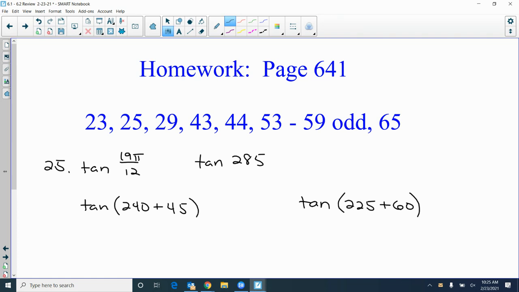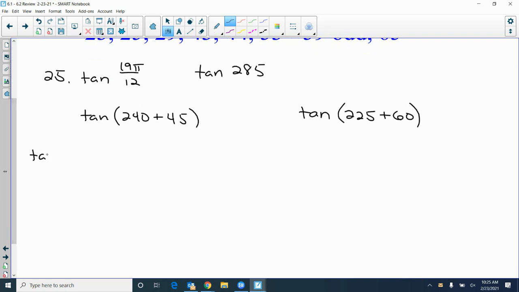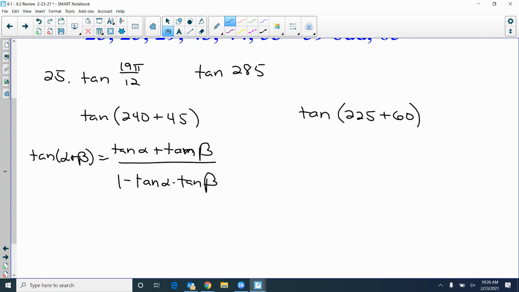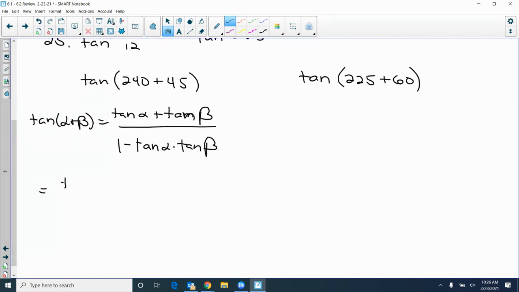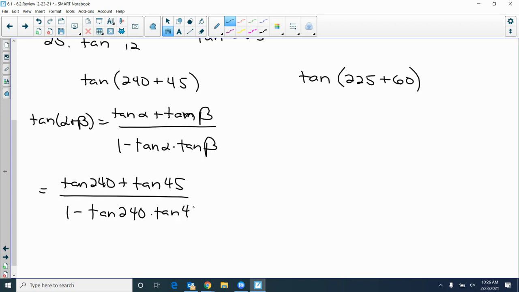And so what is my formula for tangent of alpha plus beta? Help me out here. Is it tangent alpha plus tangent of beta over 1 minus tangent alpha times tangent beta? All right, so this is going to become tangent of 240 plus tangent of 45 over 1 minus tangent of 240 times tangent of 45.